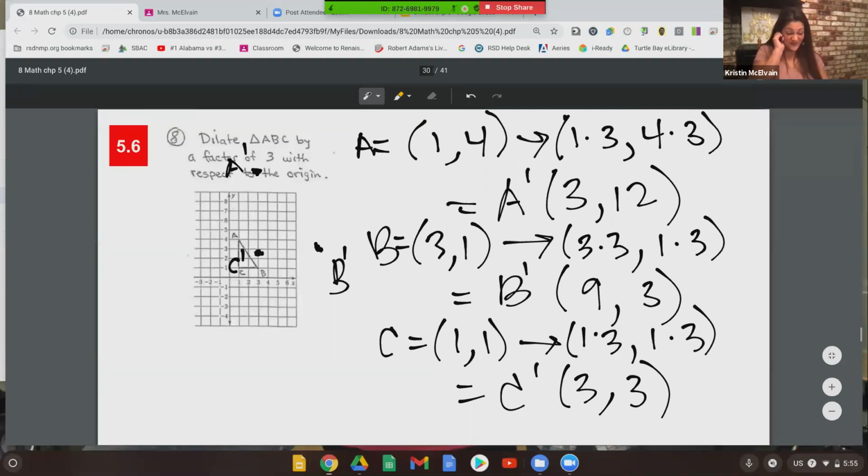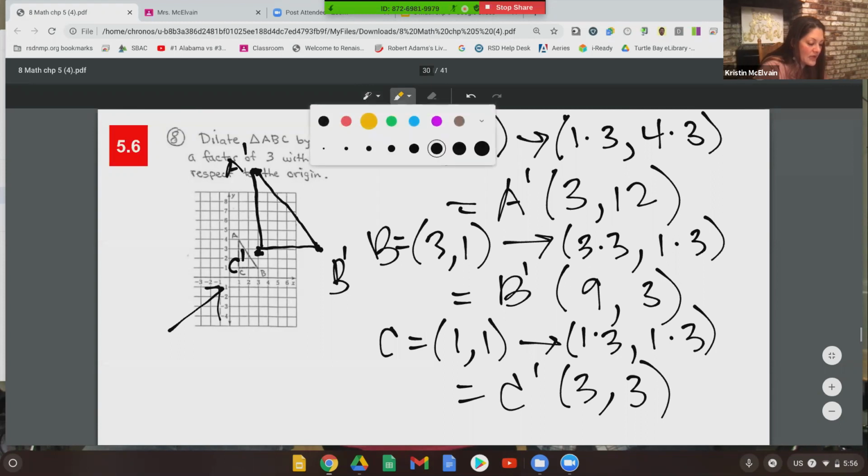Okay, so let's see if I can draw some straight lines. Okay, so this is going to give us our image here. Okay, so there's our new image. Do you see that it's bigger than the pre-image? We are dilating it with respect to the origin of 0, 0, which is here.